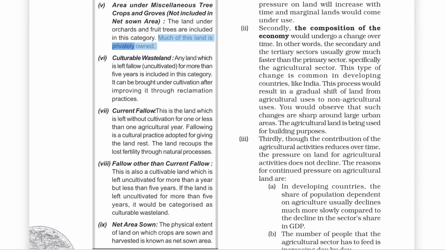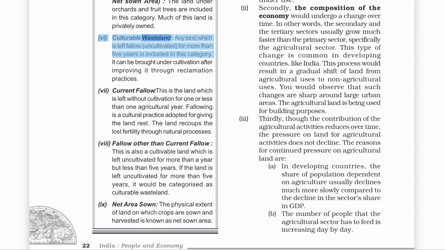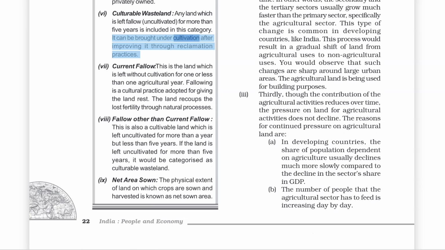Much of this land is privately owned. 6. Cultivable wasteland. Any land which is left fallow, uncultivated, for more than 5 years is included in this category. It can be brought under cultivation after improving it through reclamation practices.